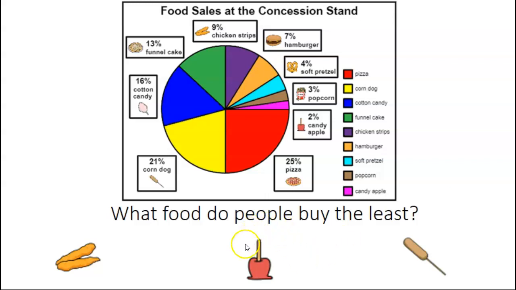People buy candy apples the least. They are only 2% of sales. That means out of every 100 food items sold, only 2 are candy apples. Okay, good job, everyone.